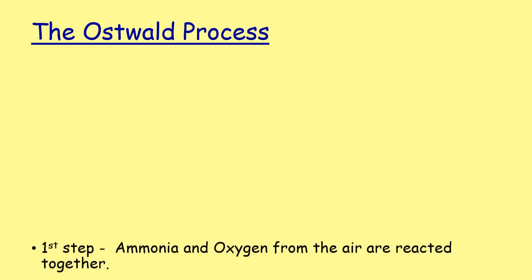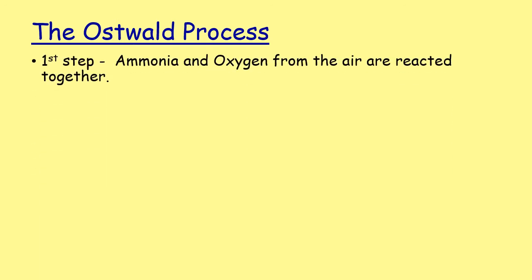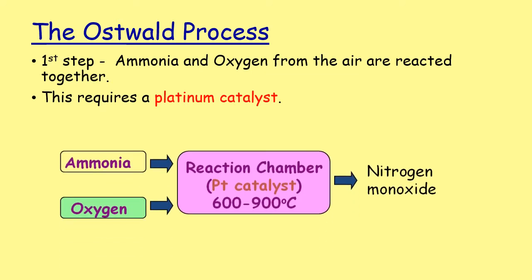So the process by which nitric acid is produced is called the Ostwald process. Whenever you're writing down Ostwald process, make sure you remember to put the T in the name. Now the first step is that ammonia and oxygen from the air are reacted together. So that is ammonia produced from the Haber process and oxygen which has been obtained from the air are reacted together. The necessary catalyst for this reaction to happen is platinum. So the catalyst for the Ostwald process is platinum.